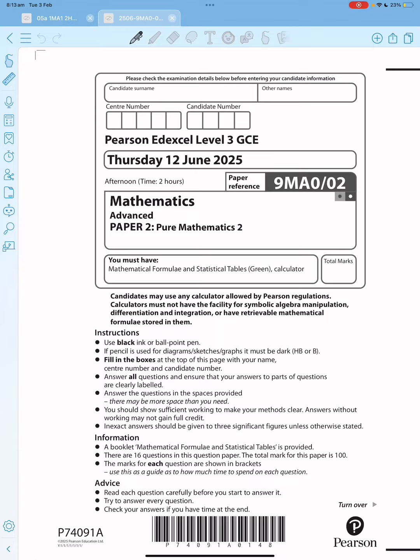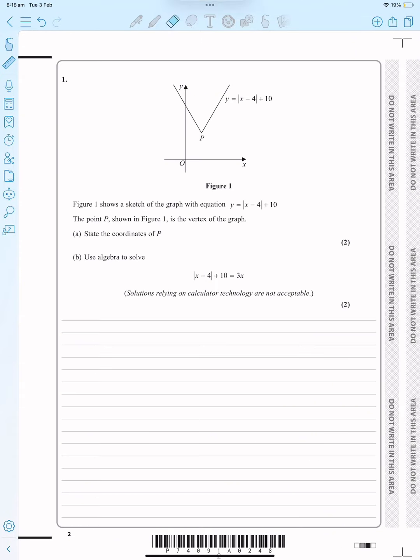You can get this paper in the description, and it's also good practice if you do this paper, because it's completely blind solved. I'm going to go through it.